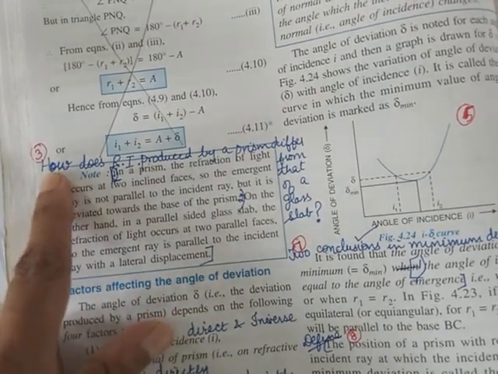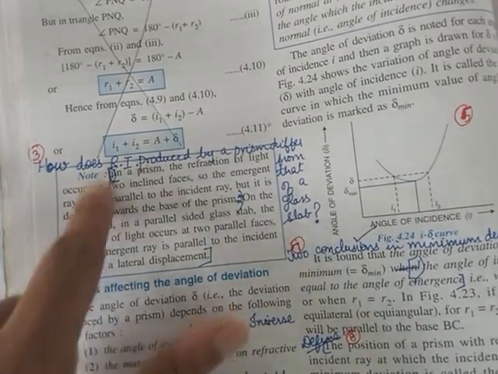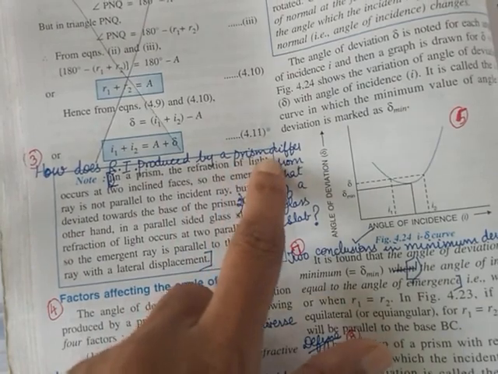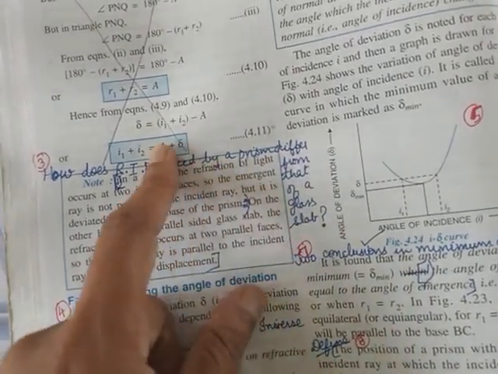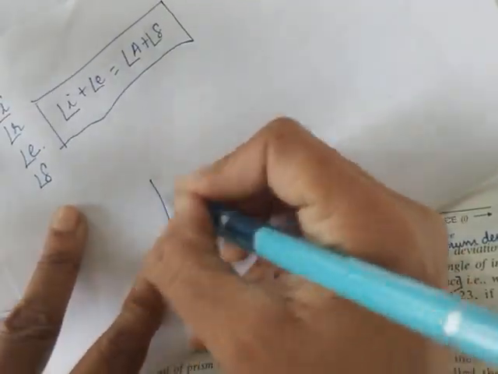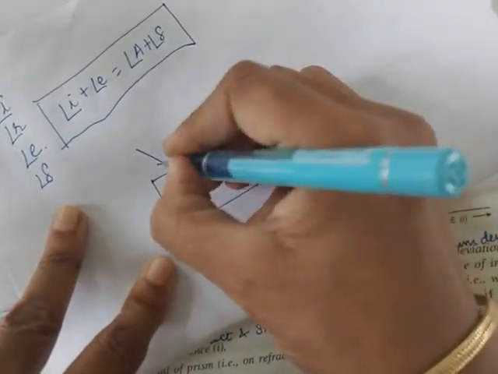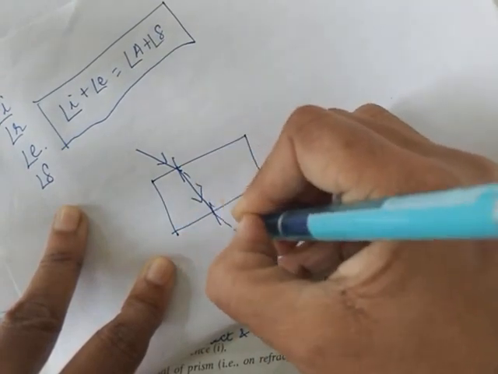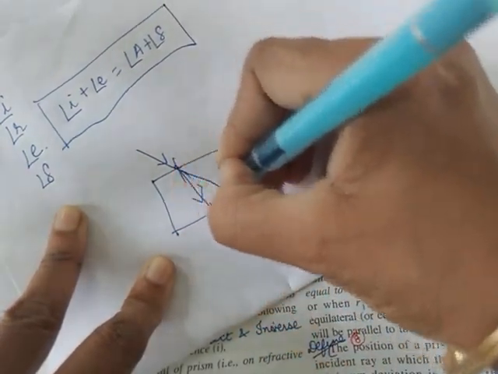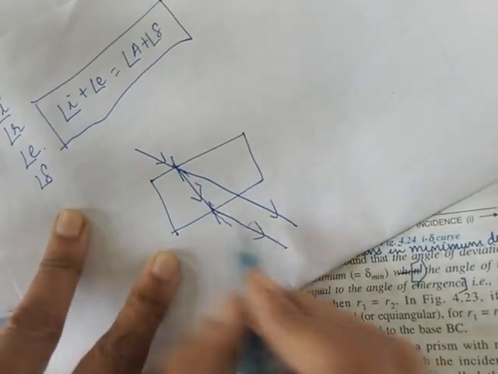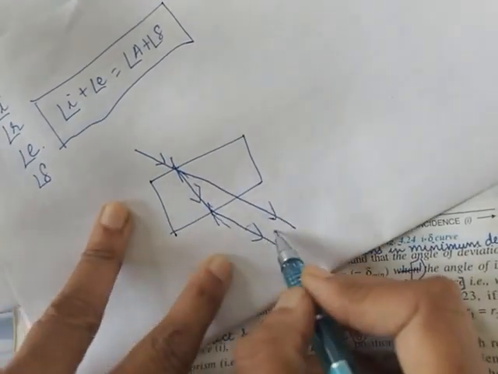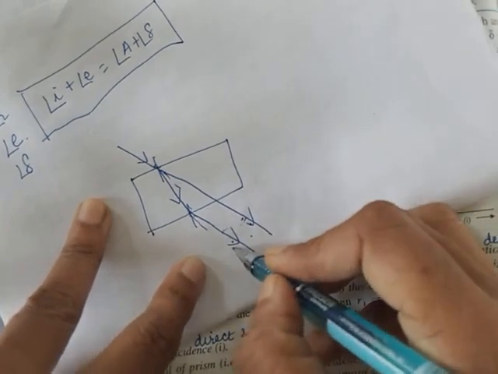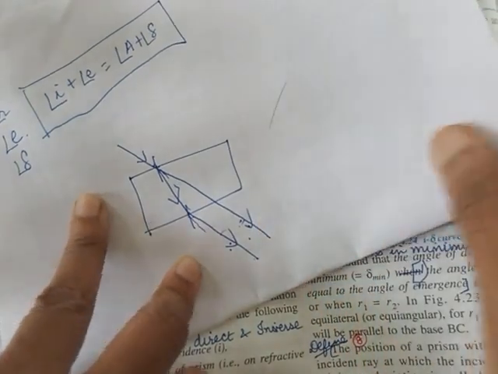Come to this one. This note talks about how the refraction produced by a prism differs from that of a glass block. I've been telling you, in a glass block, the emergent ray will go parallel to the incident ray. So there is no angle of deviation. It is only shifted perpendicularly by some distance. Whereas in a prism, there is an angle of deviation.